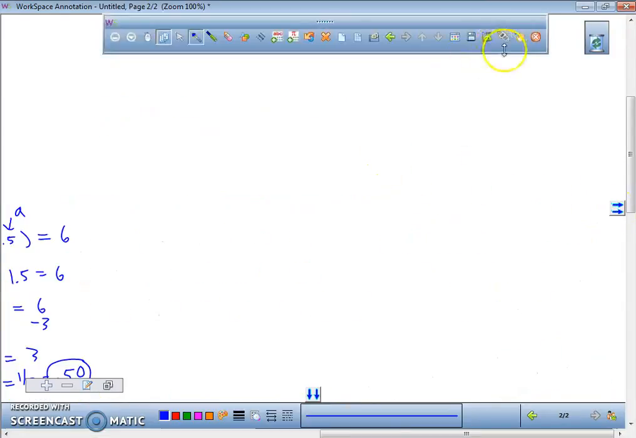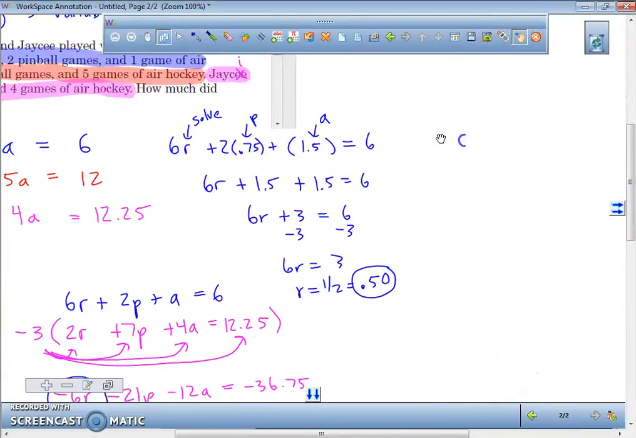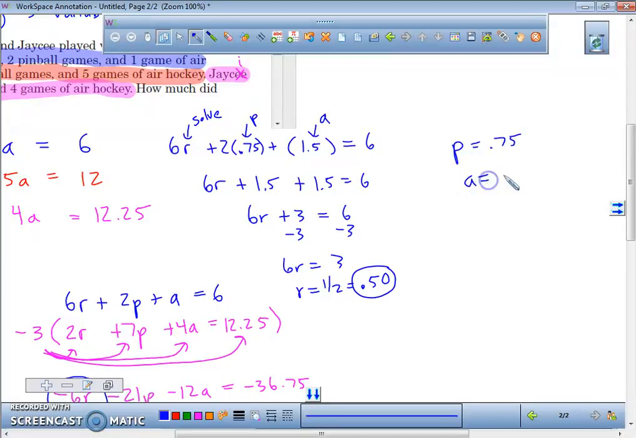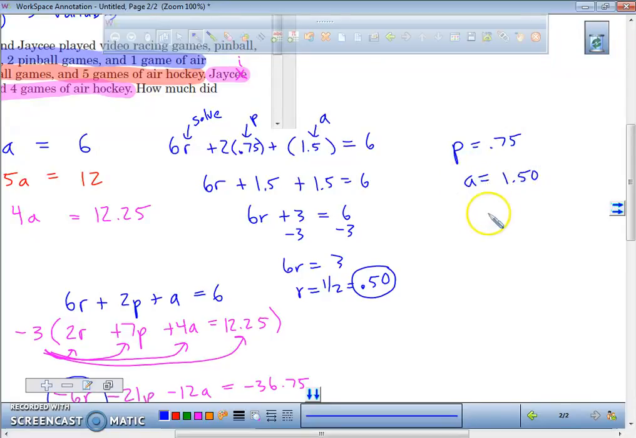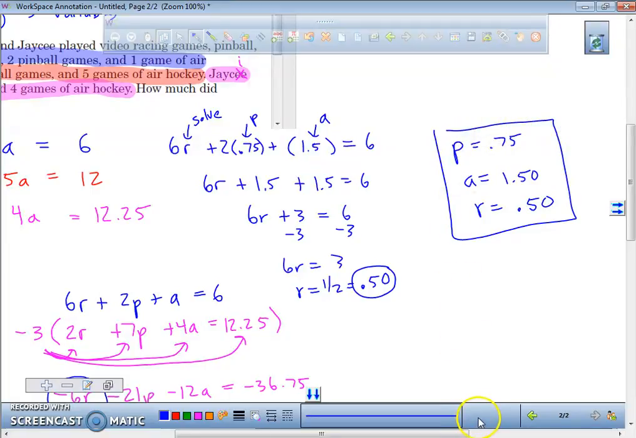All right? So the price of pinball was 75 cents. The price for the air hockey we found was $1.50. And the price for the racing game was 50 cents. And right here, everybody, that would be par for the course.